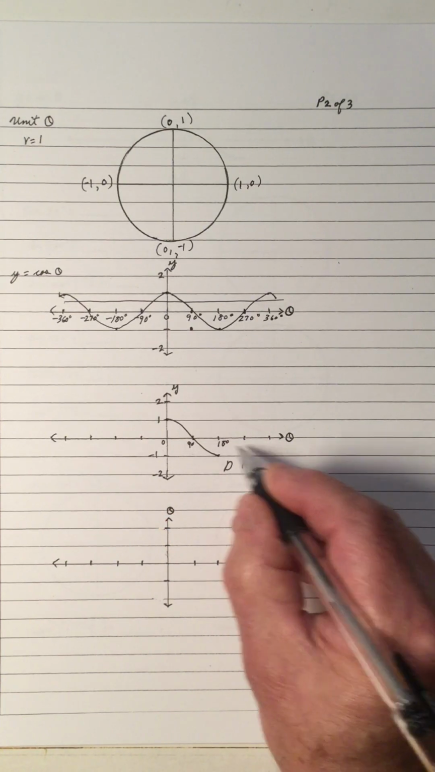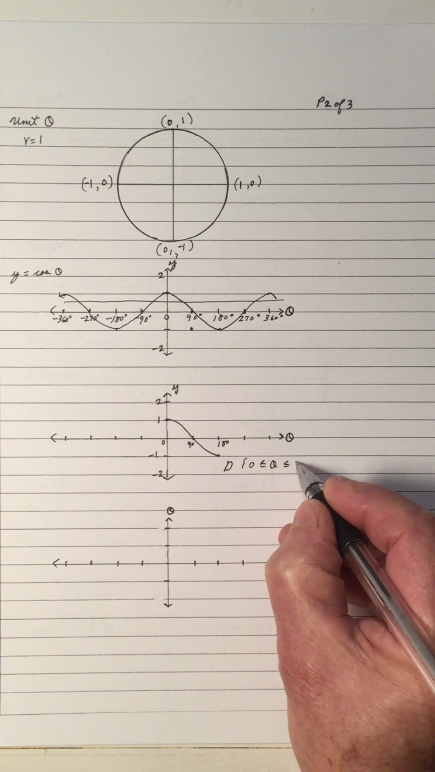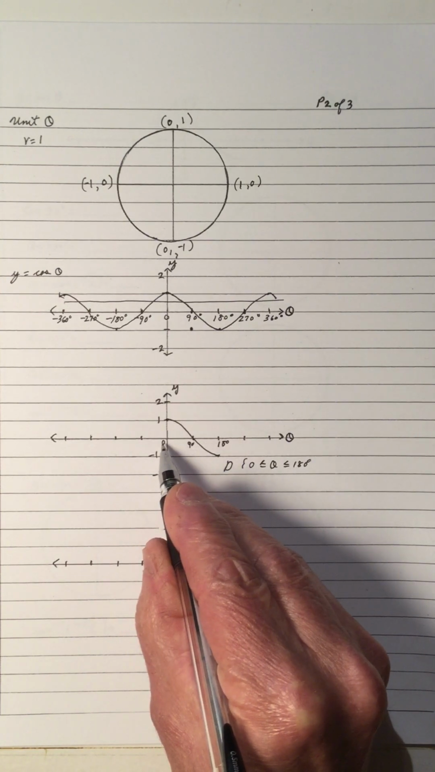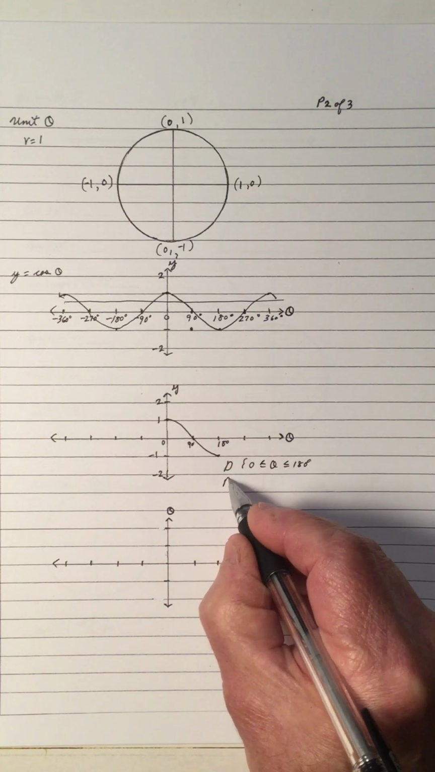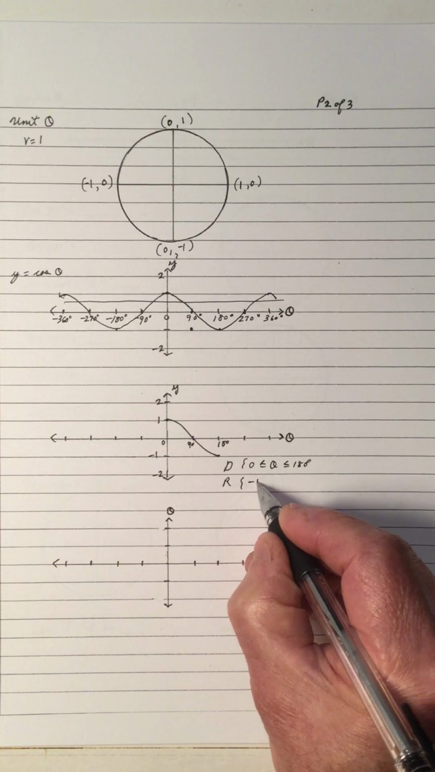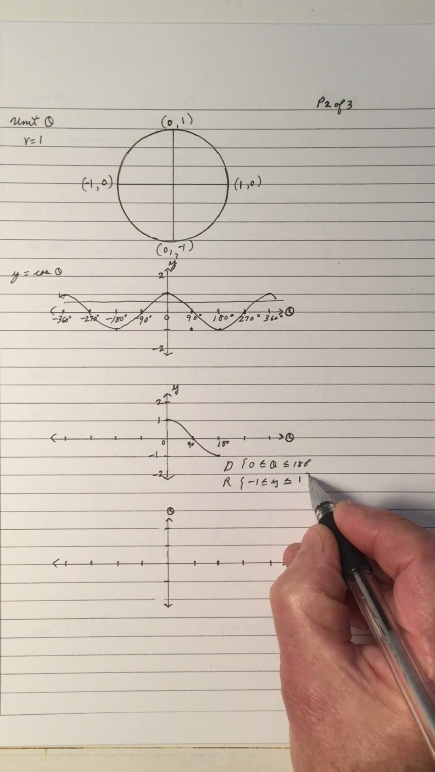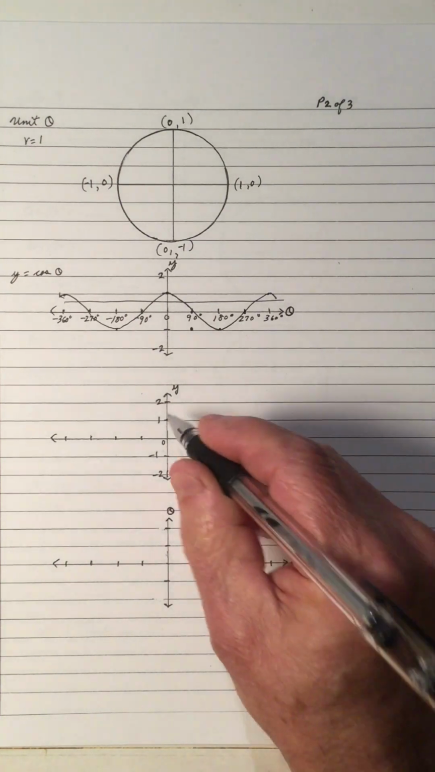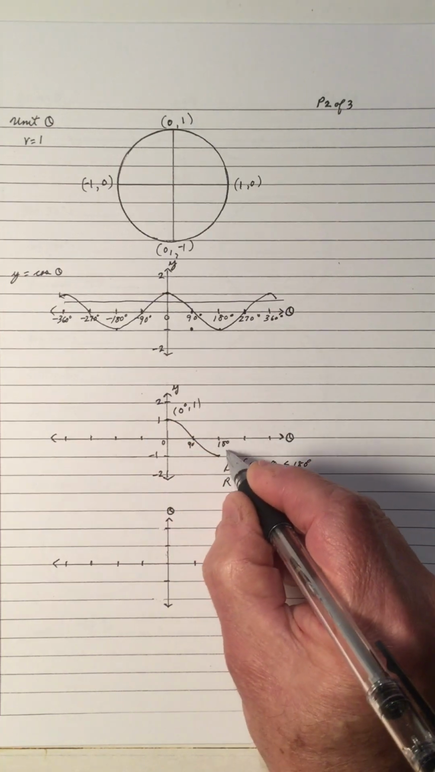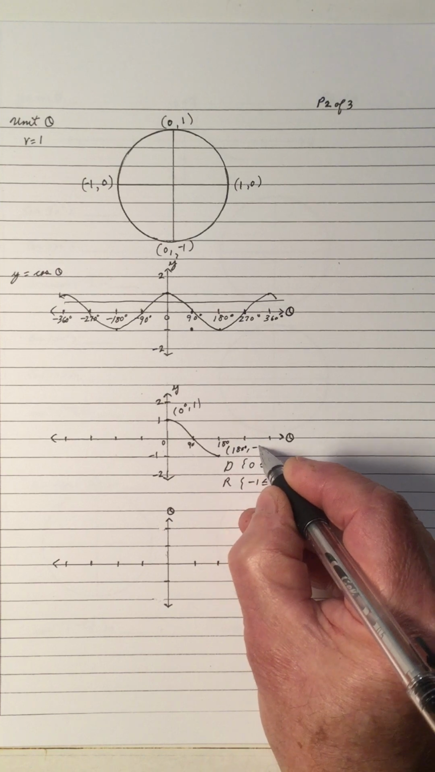So your domain is the x, or the theta. The domain is 0 is less than or equal to theta is less than or equal to 180. So your domain values for this restriction are from 0 to 180 degrees. And your range is from negative 1 to 1, so negative 1 is less than or equal to y is less than or equal to 1. This point right here, x is 0 degrees, y is 1. And this point here, x is 180 degrees, and y is negative 1.